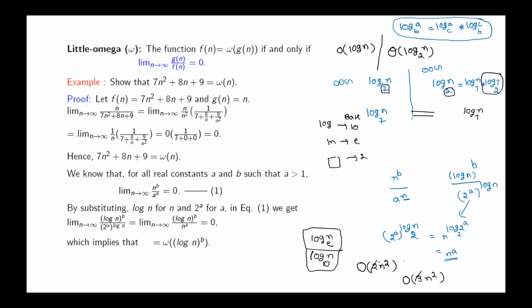Yeah, correct. Is there any confusion? Now from this, what is clear? The order of growth of a polylogarithmic function is strictly lower than the order of growth of a polynomial function. That's why what do we write here? N power a is omega of log n whole power b. Is that correct?